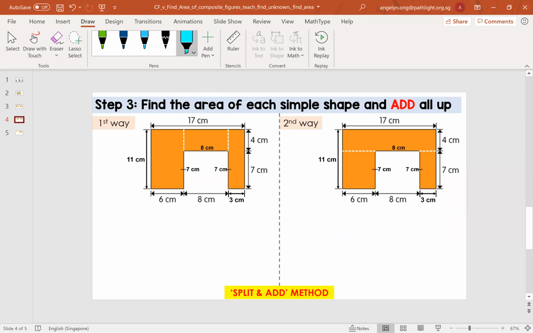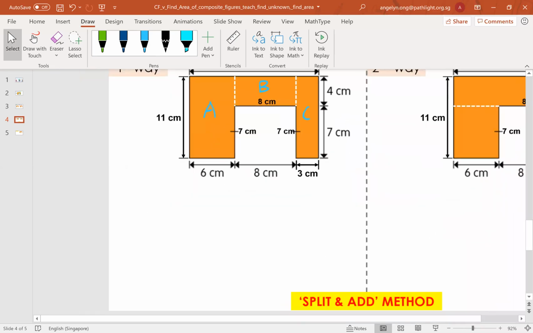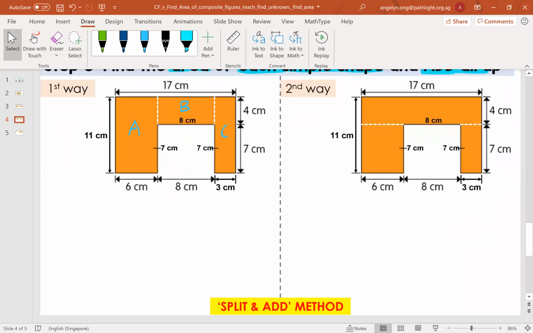The third step is to find the area of each simple shape and we're going to add them up. Okay, so we're going to add them all together. So to make this easier, I'm going to label or name the simpler shapes. So I'm just going to name them A, B, and C. Okay, let's do the first way first. So let me zoom in to the first method.